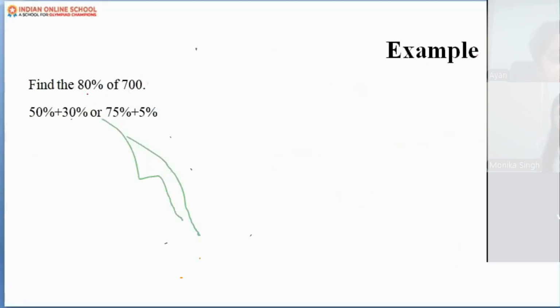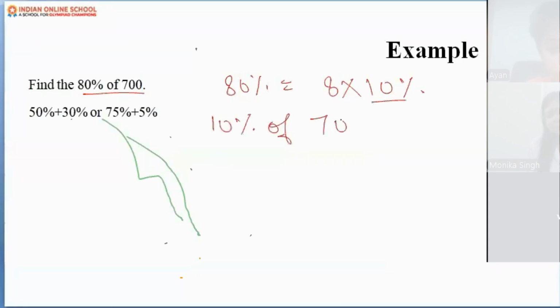Find 80% of 700. Again, we will use a short trick. For 80%, we need to find 8 times 10%. We can do it like that also. Yes or no? Yes. So find the 10% of 700. What is it? 70. 70, yes. And 80% will be 8 times 70.